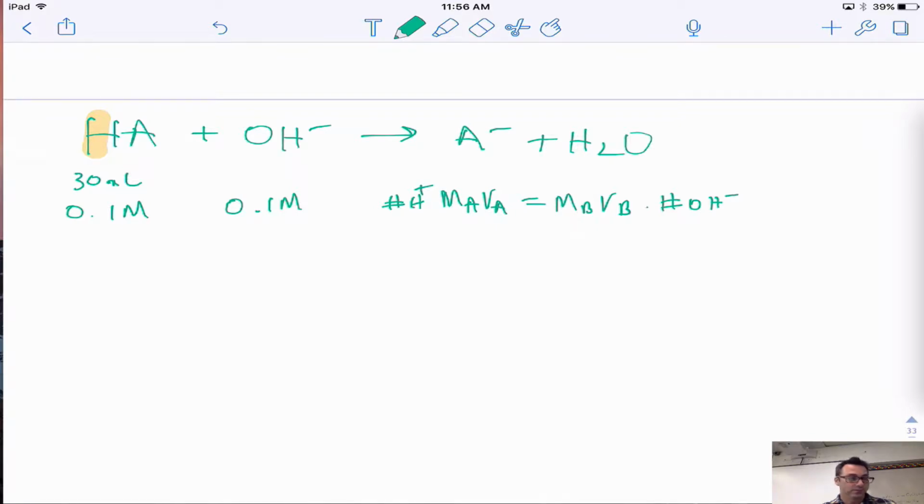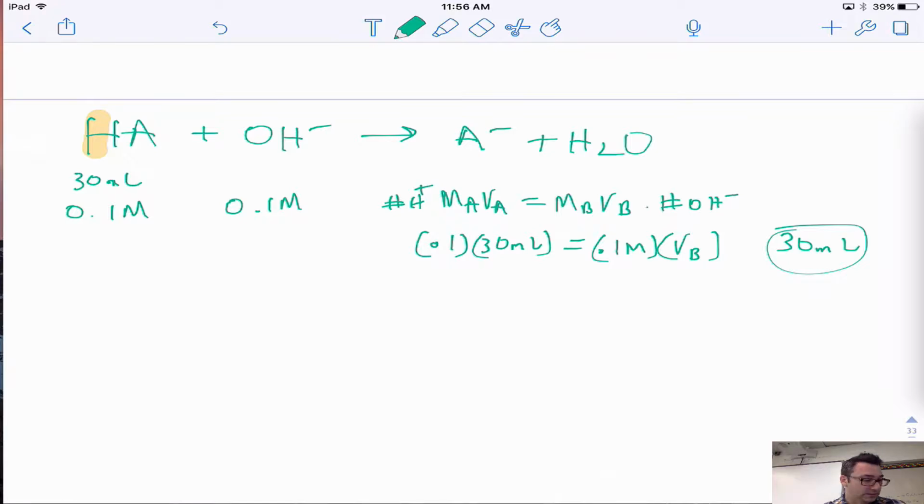So now when we go through and do this, we see that we have 0.1 molar of the acid and 30 milliliters. And for the base, we have 0.1 molar. And so the volume of the base that's going to be needed to neutralize this would be 30 milliliters. Now you'll also be given the Ka of the acid. So the Ka of the acid, let's say, is 1 times 10 to the negative fifth. And so now you'll be asked to go through and calculate things.